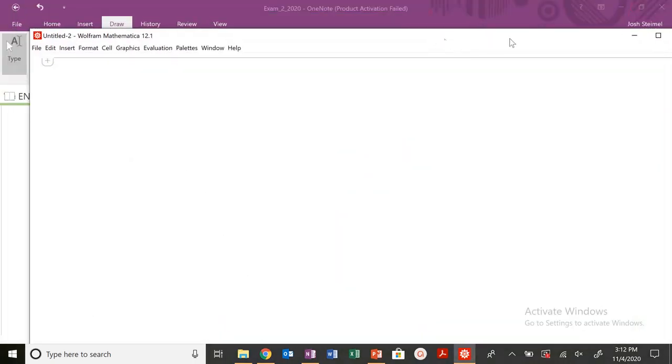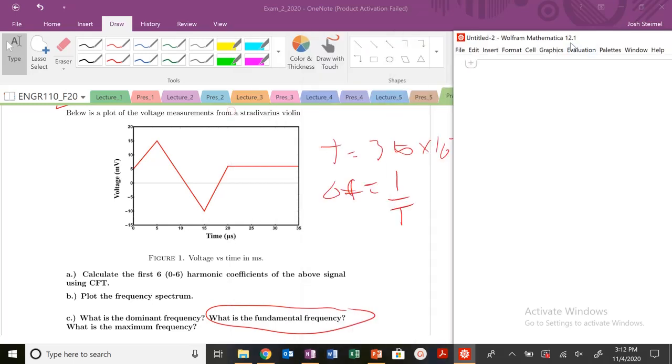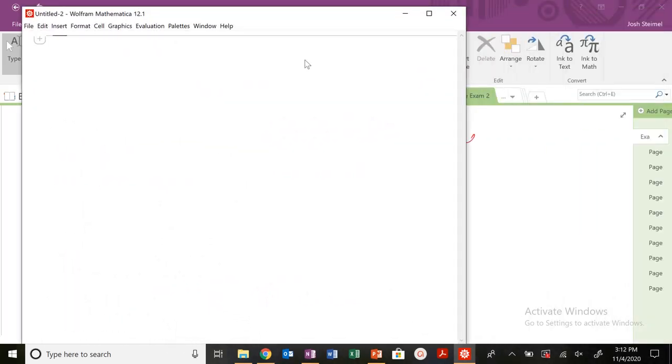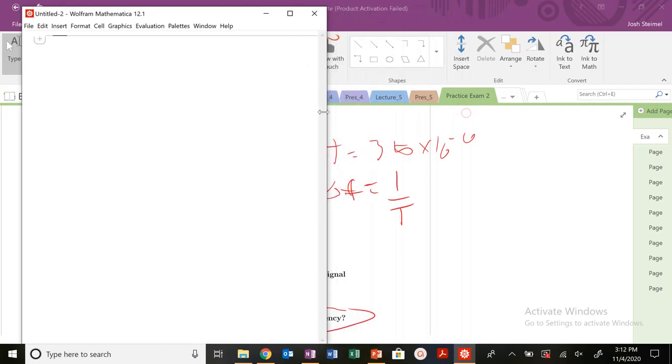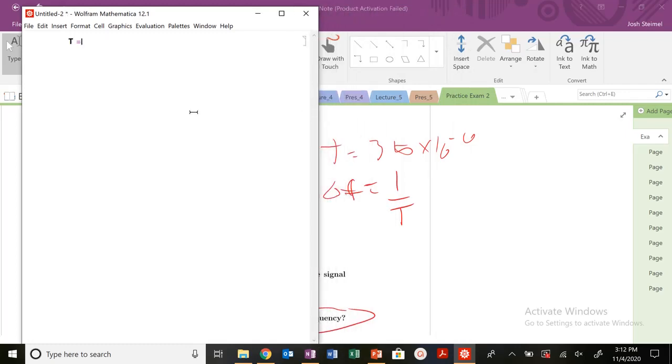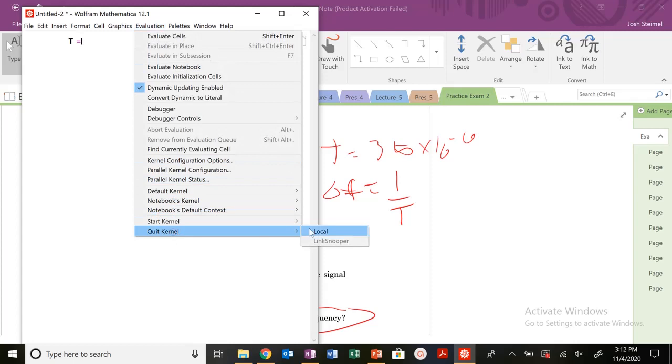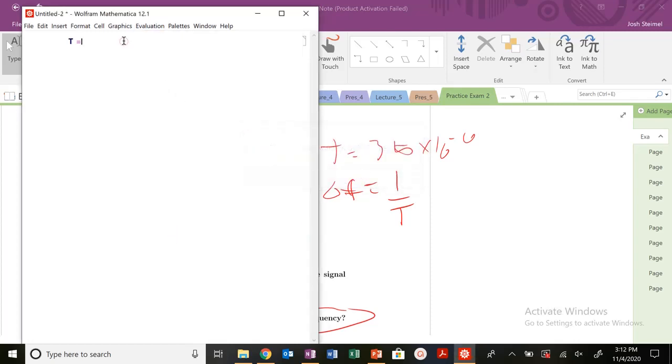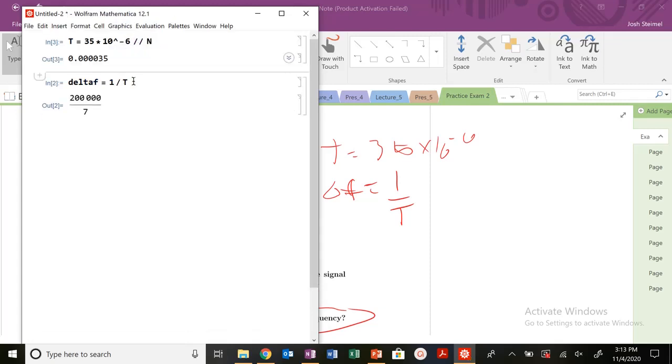Use Mathematica. Let's see if I can actually keep it over here on this side. So my T is equal to, let me quit my kernel right here. So T equals 35 times 10 to the minus 6. Here we go. And then I know that my delta f equals 1 divided by T. Let's look at that numerically. So this is my delta f, so my fundamental frequency.